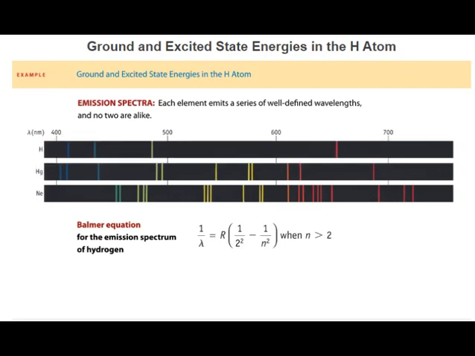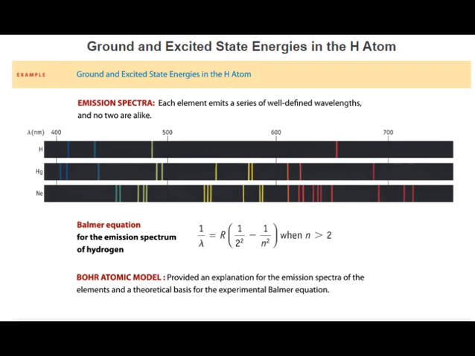But why does this work? Why is there a simple equation governing what is clearly more complicated behavior? Bohr's theory provided an explanation for the emission spectra of the elements and was the beginning of a theoretical understanding of the experimental Balmer equation.